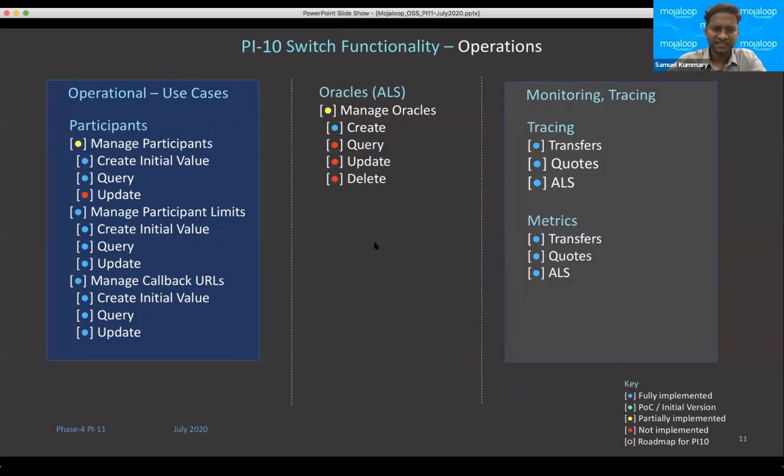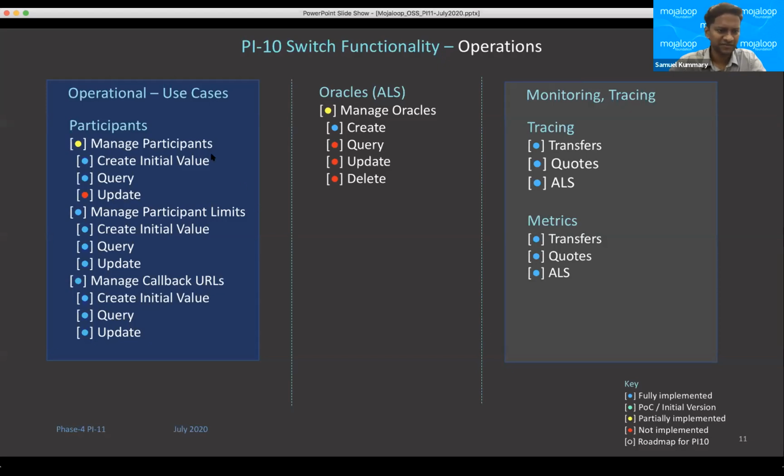The switch functionality, the second aspect is the operations, or what some call the back office API. So we have the operational use cases like onboarding and managing of participants, onboarding and managing of oracles for account lookup, and monitoring and tracing for hub operations, tech ops, customer care, and hub operator.